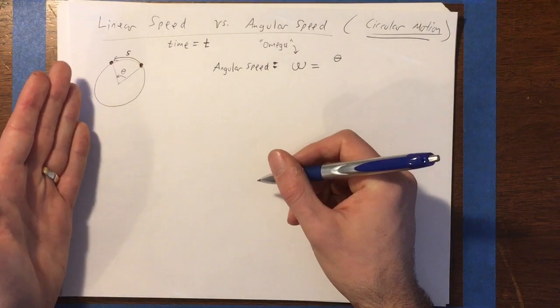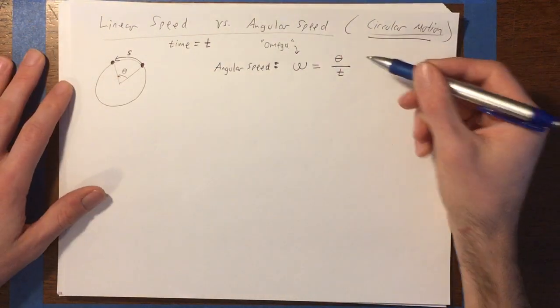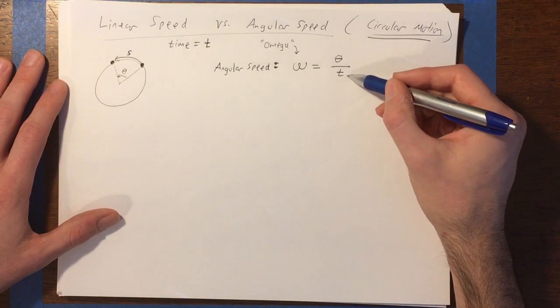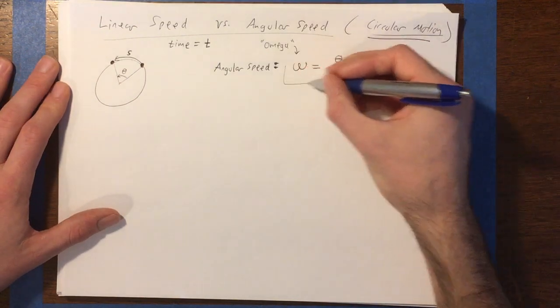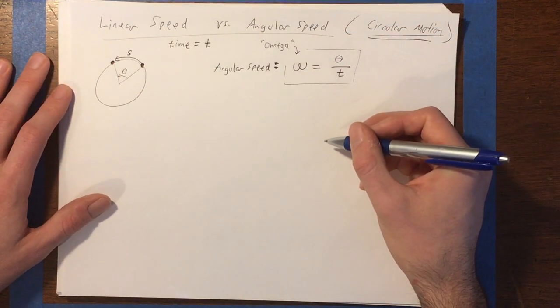That is our angular speed, and that's basically how much angle is swept out by the ray. How much angle does this object move through during that period of time? So it's the rate of change in the angle with respect to time. It's theta divided by t. All right, so there's one formula: our angular speed is theta divided by t.